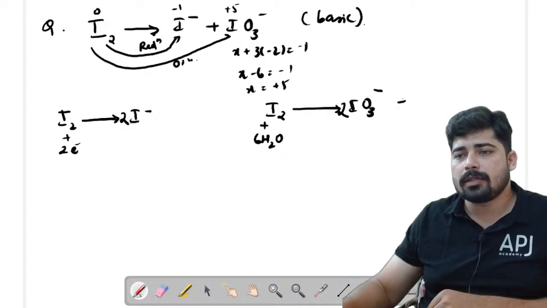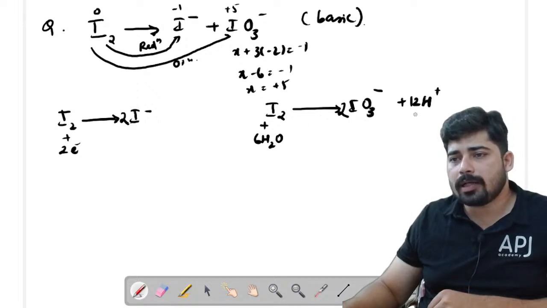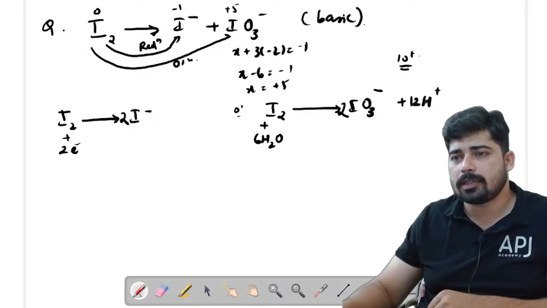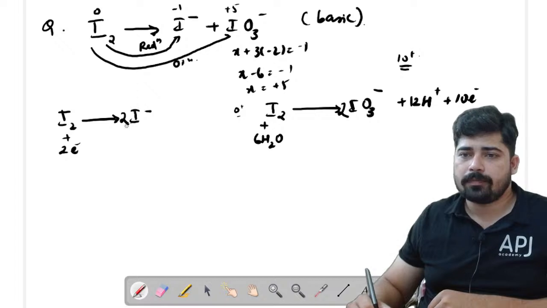Now I have to add 12 H plus here. Now balance the charges. Here it is 2 minus charge and 12 plus charge. That means total 2 minus and 12 plus means 10 plus charge. Here there is 0 plus charge, here it is 10 plus charge. So I have to add 10 electrons here so that the charge will get balanced.